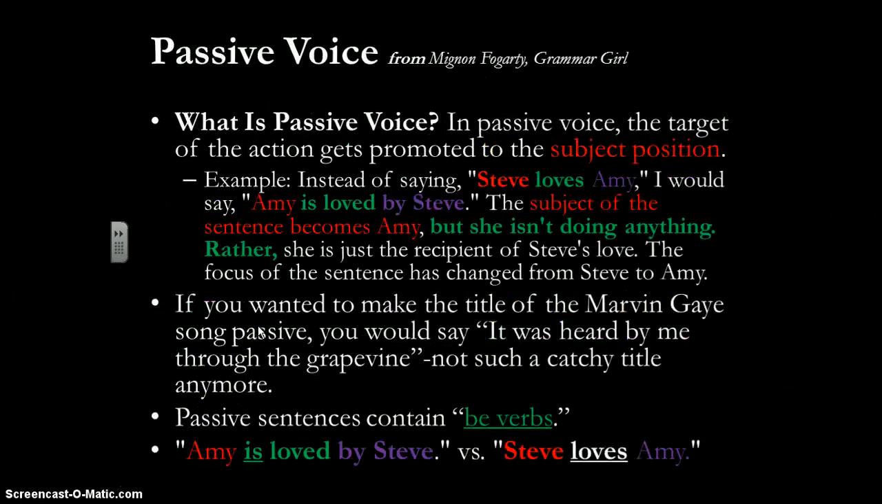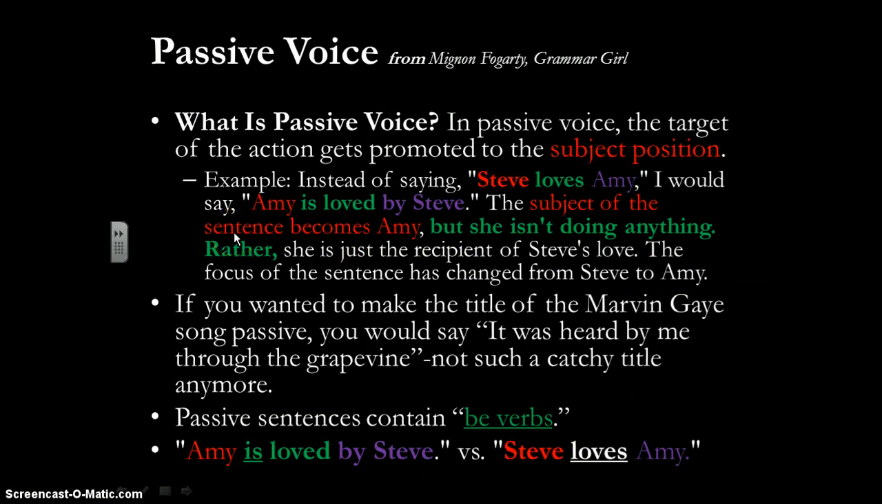Now, passive voice is just the opposite. This is going to be when whatever the object of the sentence was is moved up into the subject position. So let's look at the example. Remember, Steve loves Amy? Now it is Amy is loved by Steve. Okay? Now, think about reasons why you wouldn't want to write like this. There's a lot of reasons.